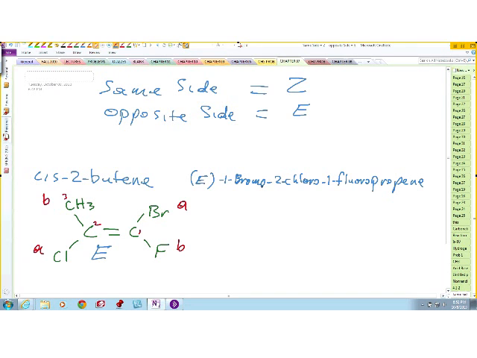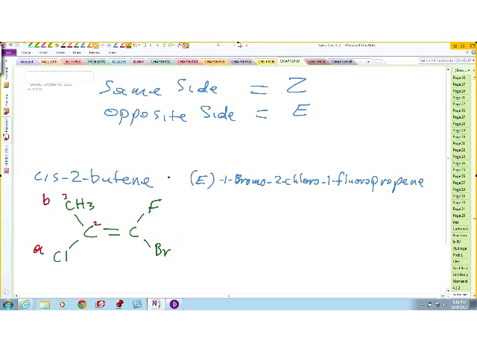Now, supposing I ask you to write the Z isomer, what will it look like? The Z isomer. What would the Z isomer look like? Put it on the screen and see how. I will just do this. So the fluorine will be here and the bromine will be here. And that will be the Z isomer. Yeah, that's what I asked. Right?